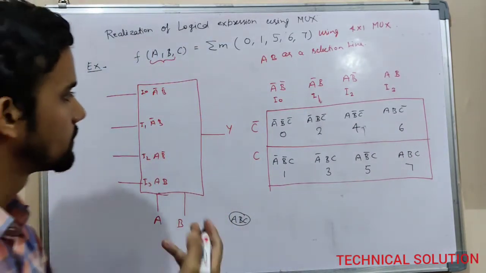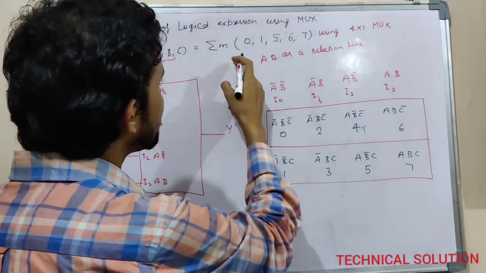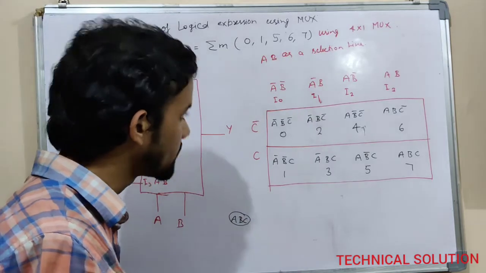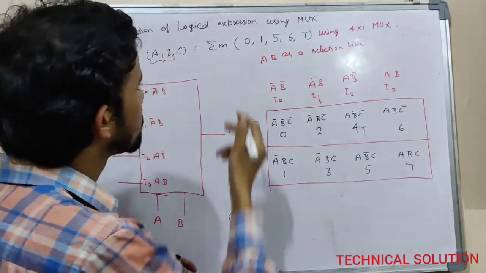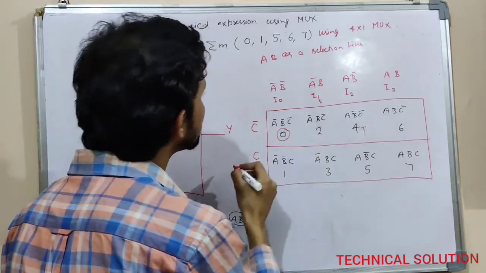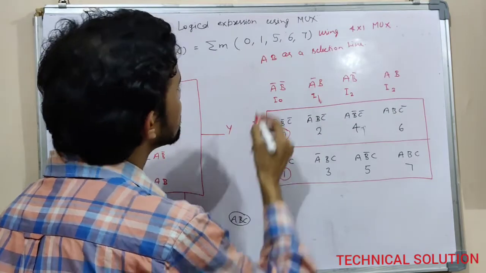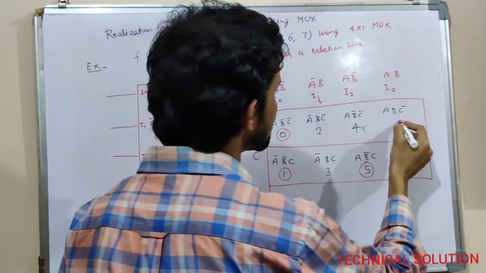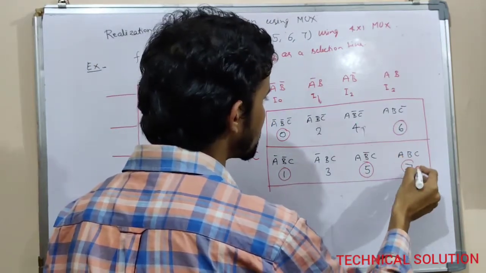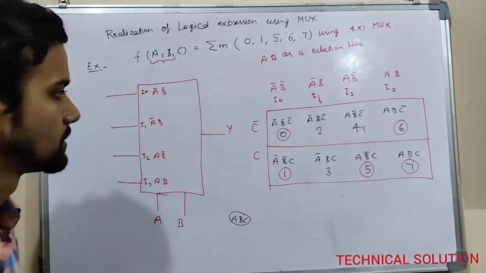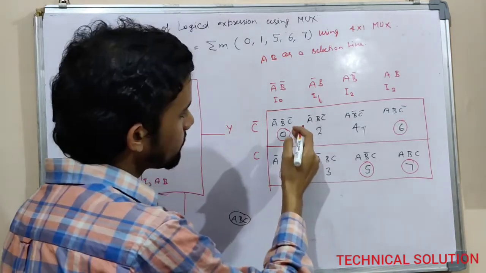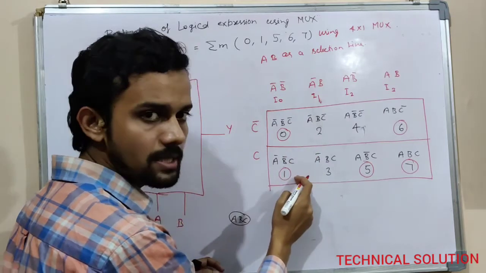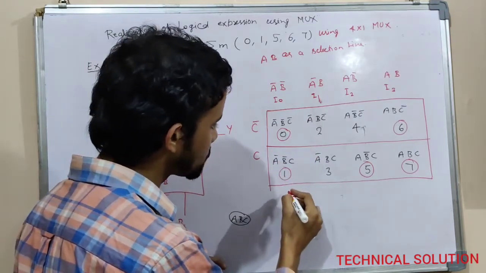What I have to do next is, whatever input is present in the question, circle that input. Okay, in the question 0 is present, so circle 0. 1 is present, circle 1. 5 is present, circle 5. 6 is present, circle 6. 7 is present, circle 7. Now here in this column, both 0 and 1 are circled. If both are circled, this corresponds to 1.